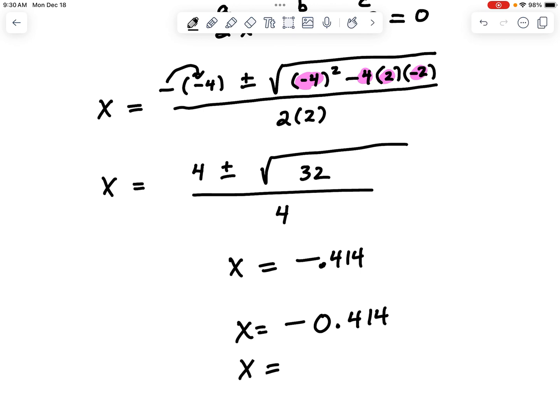And then the other answer was 2.414. So there are my two solutions.